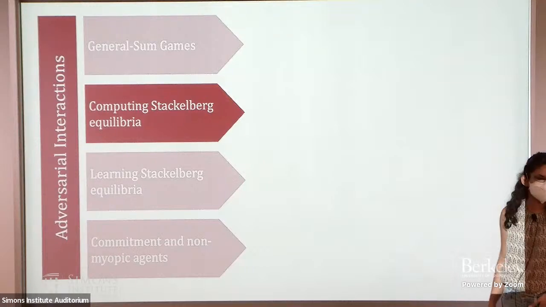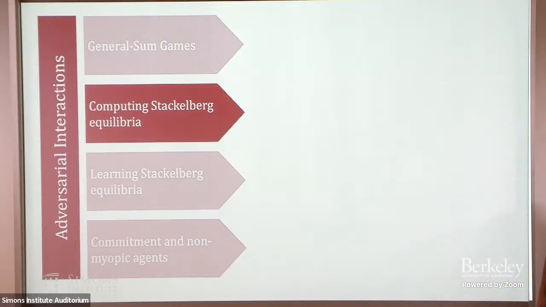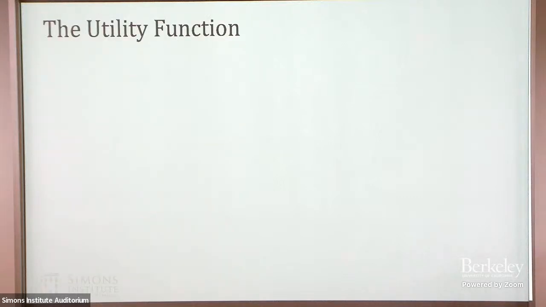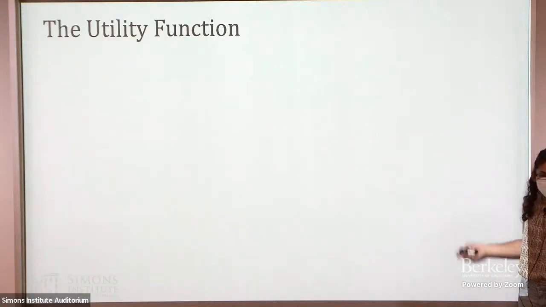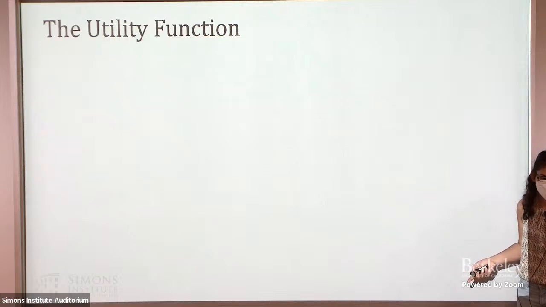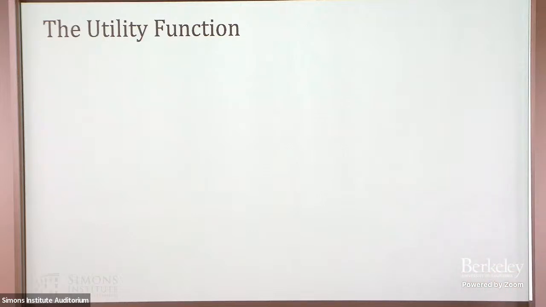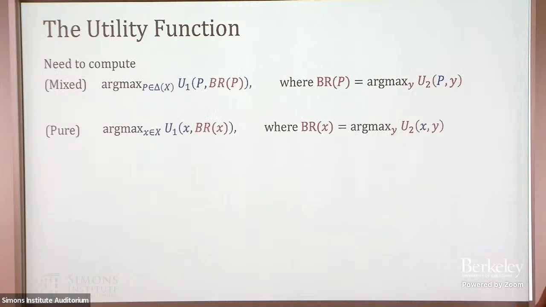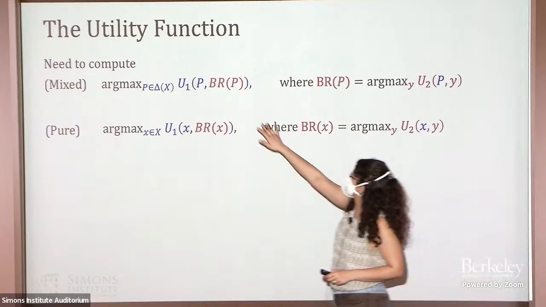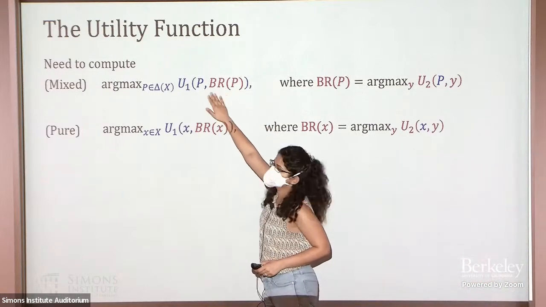Okay, so next we're going to talk about how you would compute Stackelberg equilibrium. An important aspect of this is to actually look at that utility function. If you wanted to parameterize it just by your actions, accounting for best response, what does this look like? Well, we need to compute this, right? This is the function that I only care about, essentially, if I knew this best response.